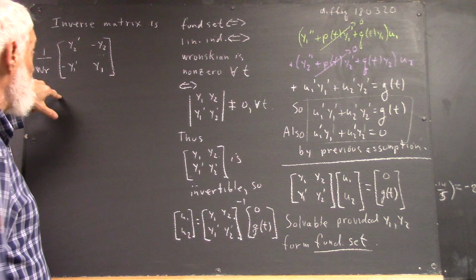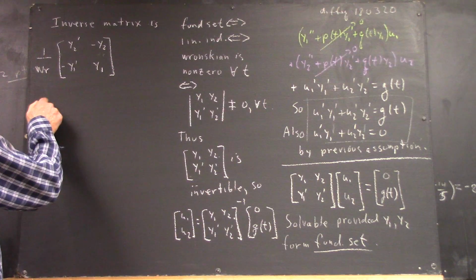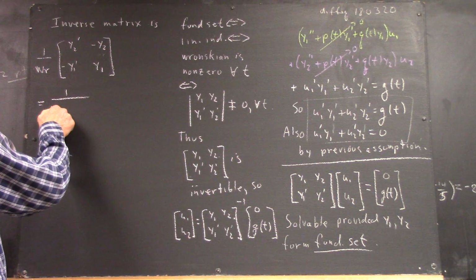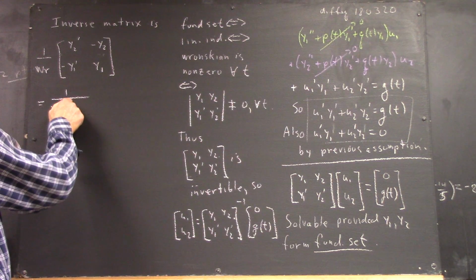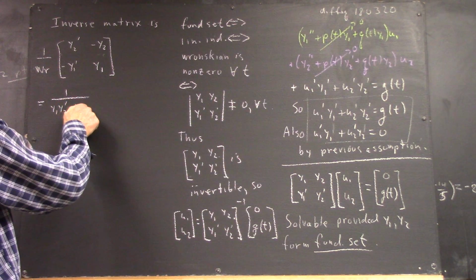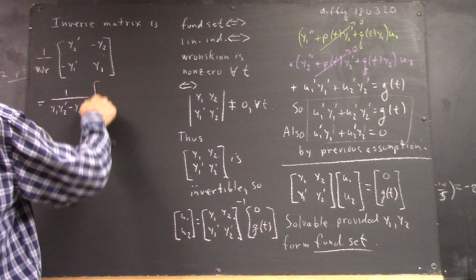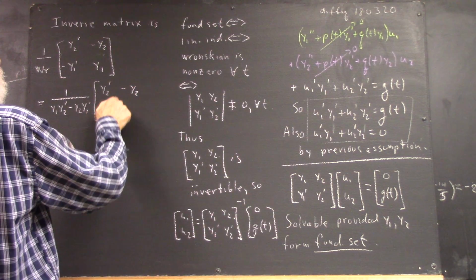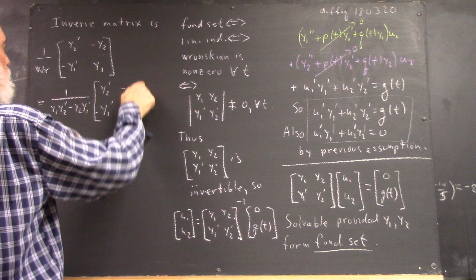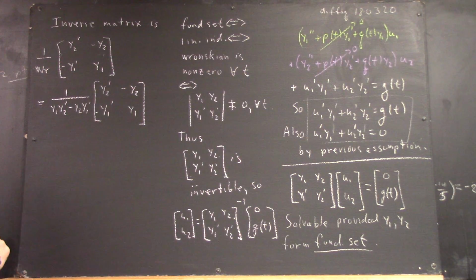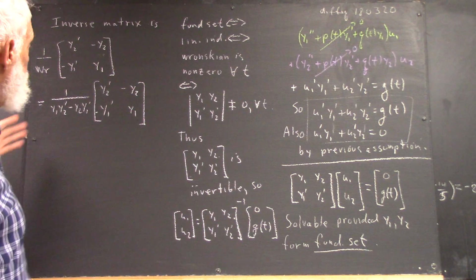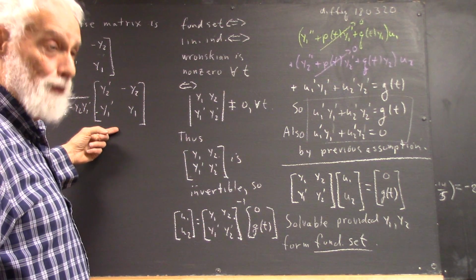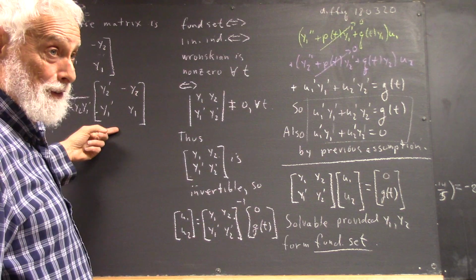Provided I've written this down correctly, of course, the Wronskian is just the determinant of the original matrix. That's y1 y2 prime minus y2 y1 prime, times this matrix. Again, we can verify that this is the inverse, and catch me in an error if I happen to be wrong and fix it.